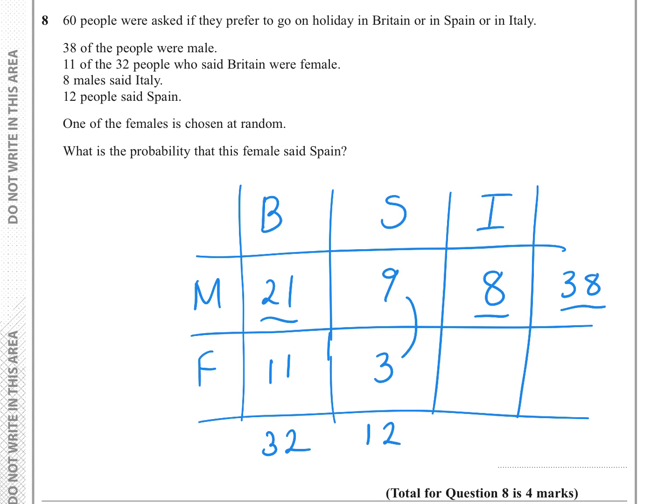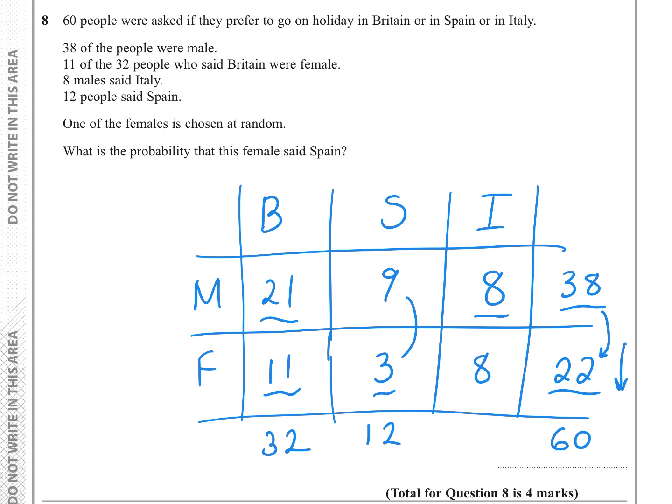And we know also that there were 60 people that were asked. So this has got to add up to 60. So reading down here, this must be 22 because 38 and 22 make 60. And because this is 22 and I have 11 and 3 already, that's 14, and that would leave this one to be 8. So these are not too bad to work out if you do them slowly.